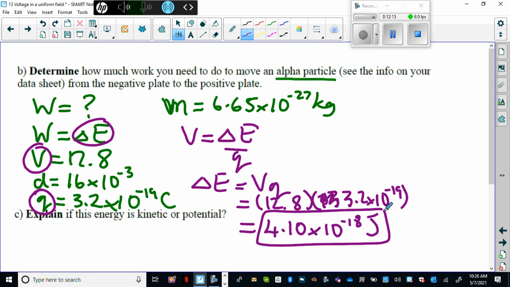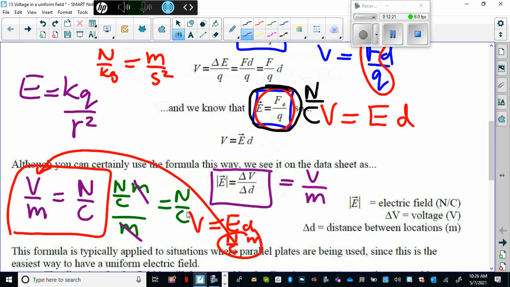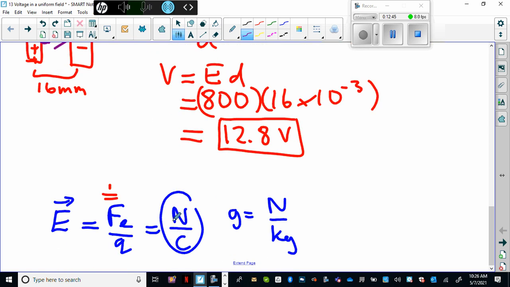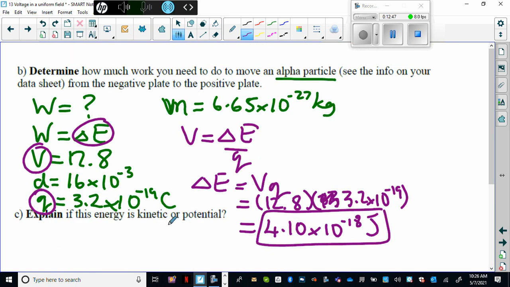The last part says explain if this energy is kinetic or potential. If we go back to our diagram, we have to do work against the field, against the force of the field, and therefore it's going to be potential, because now this positively charged alpha particle is sitting against the positive plate, and therefore it has lots of potential to do work. If you let go of it, it's going to accelerate towards the negative plate doing work in the process. And so the answer for that question is potential. You can just circle that.